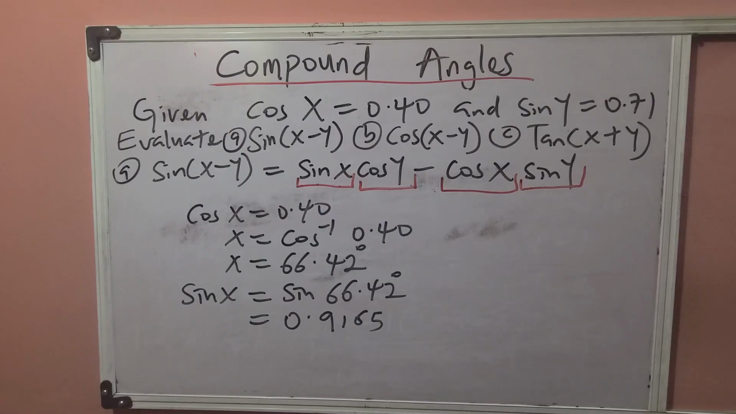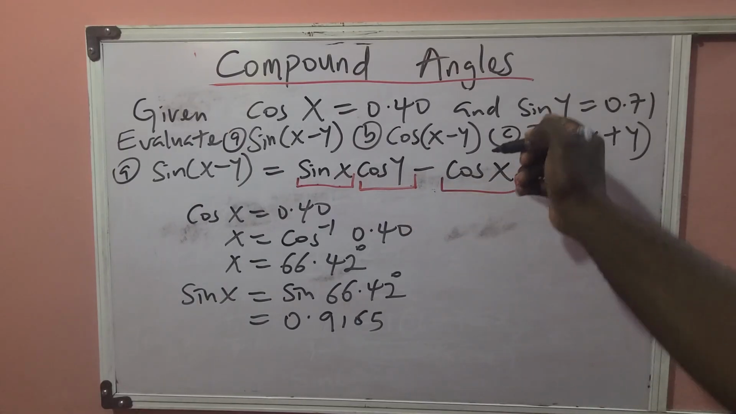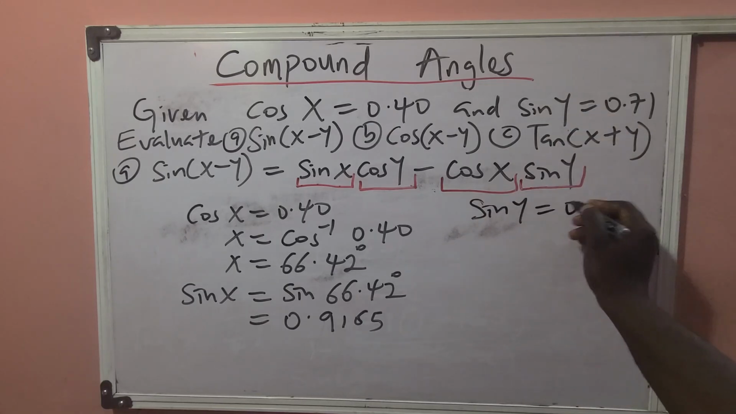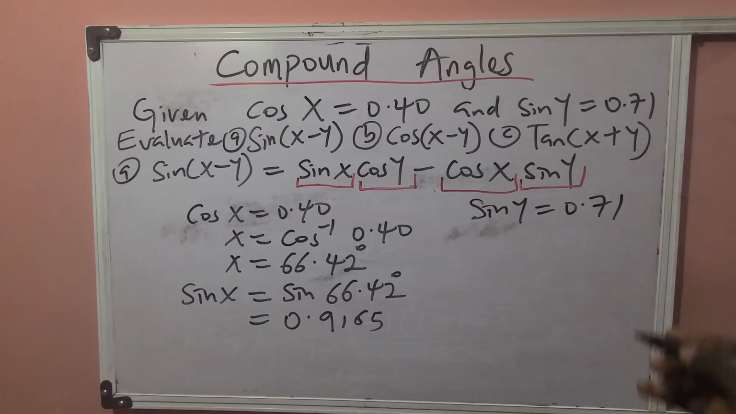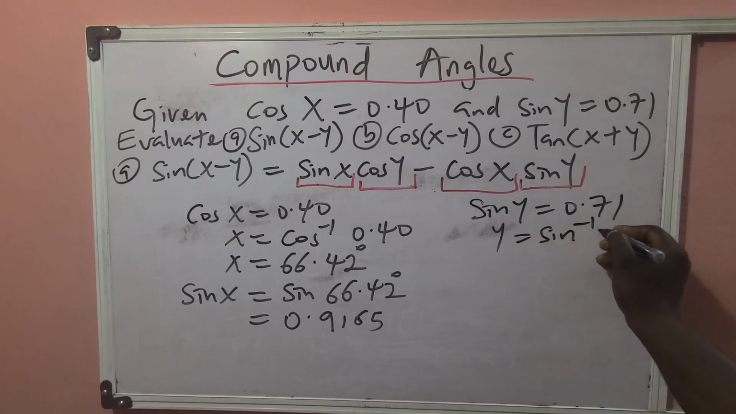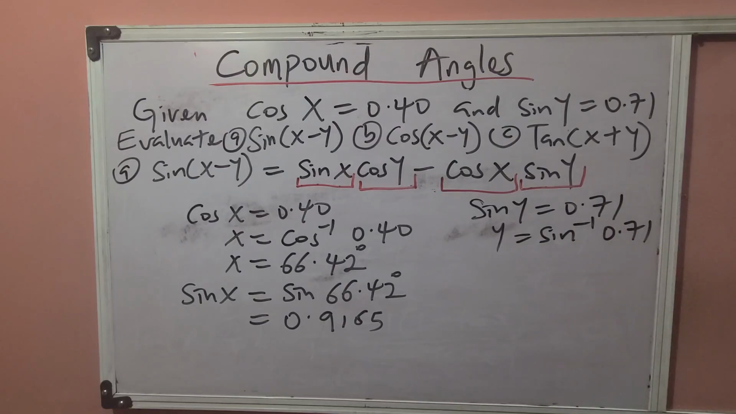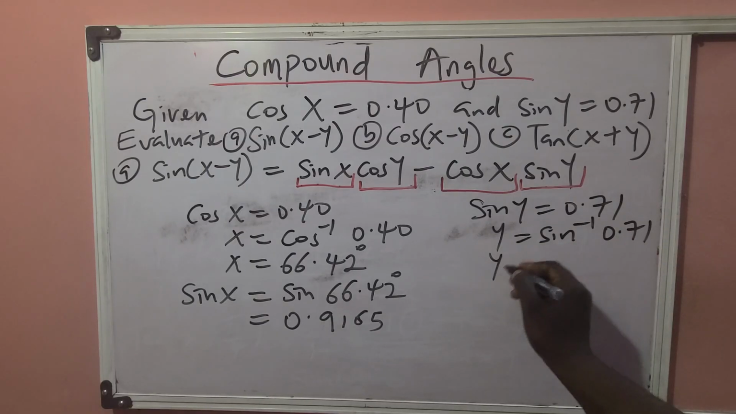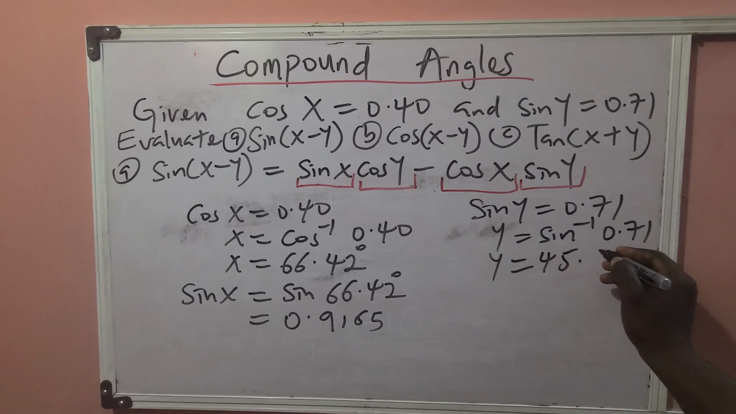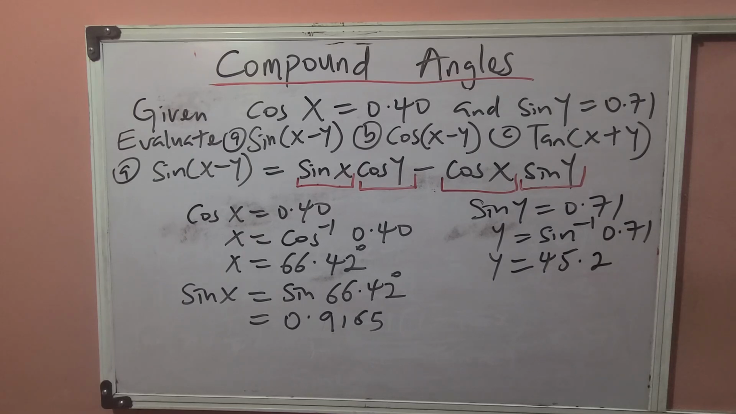So we can go on to find our y, because we also need to find cos y, and we have been given sine y. We've been told that sine y was 0.71. So we need to first find the value for y, and our y will be the arc sine of 0.71, which will give me our y value as 45.24.